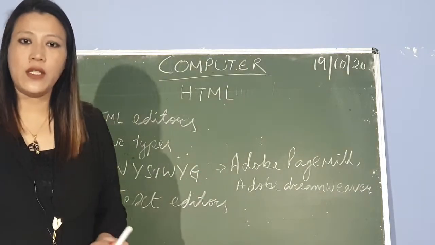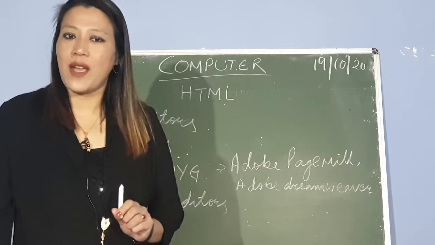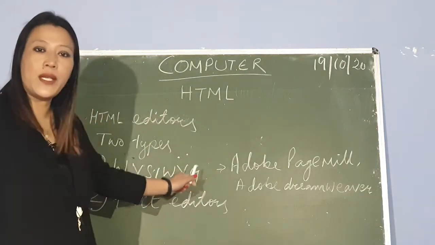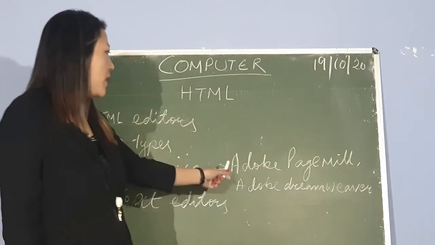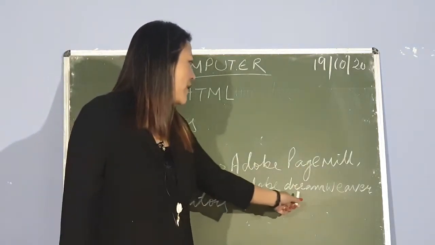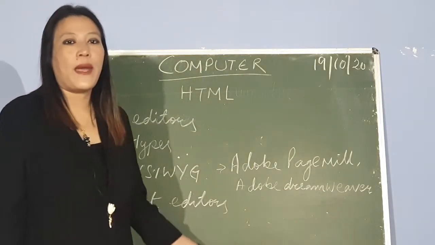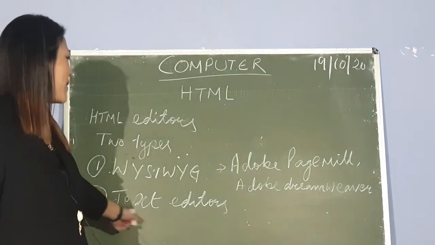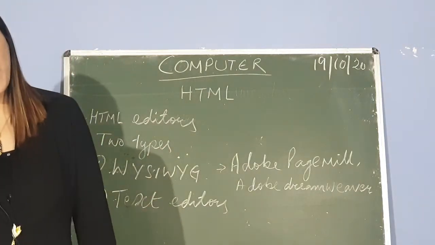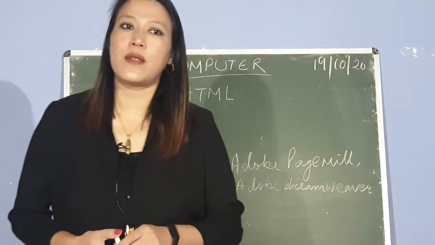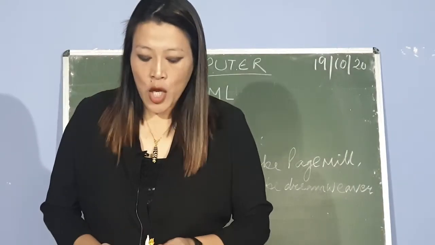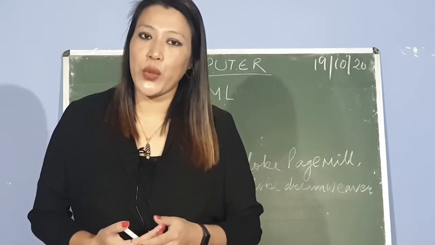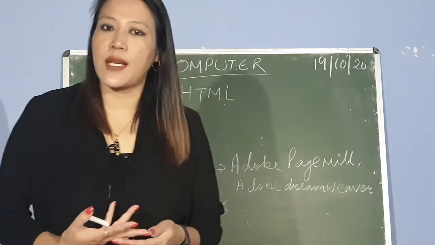This is one of the editors, which is an inbuilt editor in the computer system. You will not get WYSIWYG itself, but in place of this you will get Adobe PageMill and Adobe Dreamweaver. This is your page or HTML editor. The second editor is known as the text editor, for example Notepad and WordPad, which are also inbuilt text editors in the system. Normally, whenever we design a web page, we use Notepad, which is the text editor.